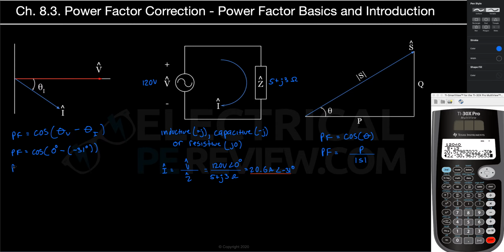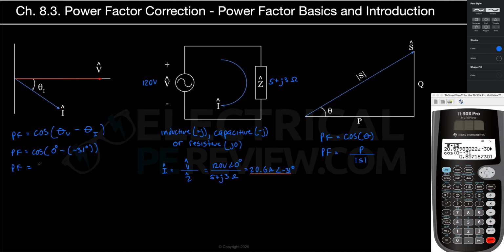And let's see, power factor equals, all right, in our calculator off to the right, let's clear it first, there we go, cosine of 0 minus negative 31 degrees. All right, that gives us a power factor of 0.857. I'm going to round to 2 decimal places, which is quite common for power factor.